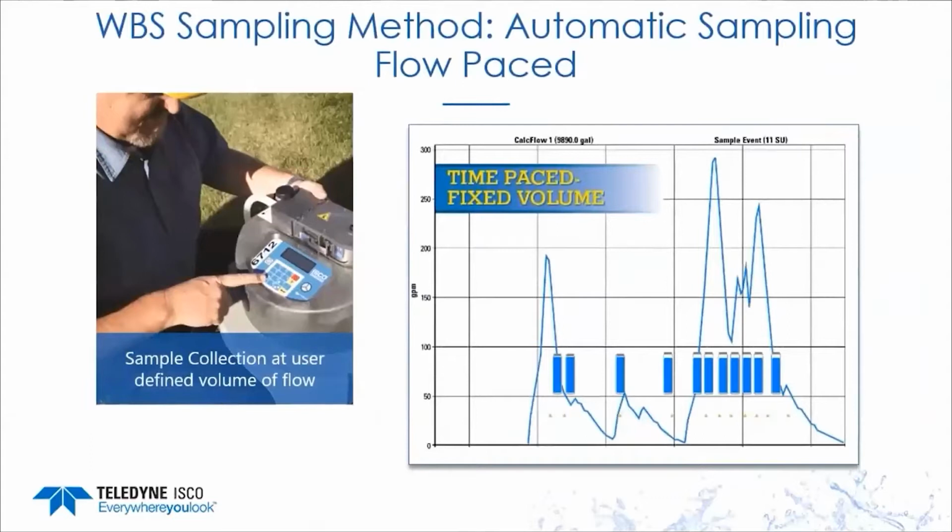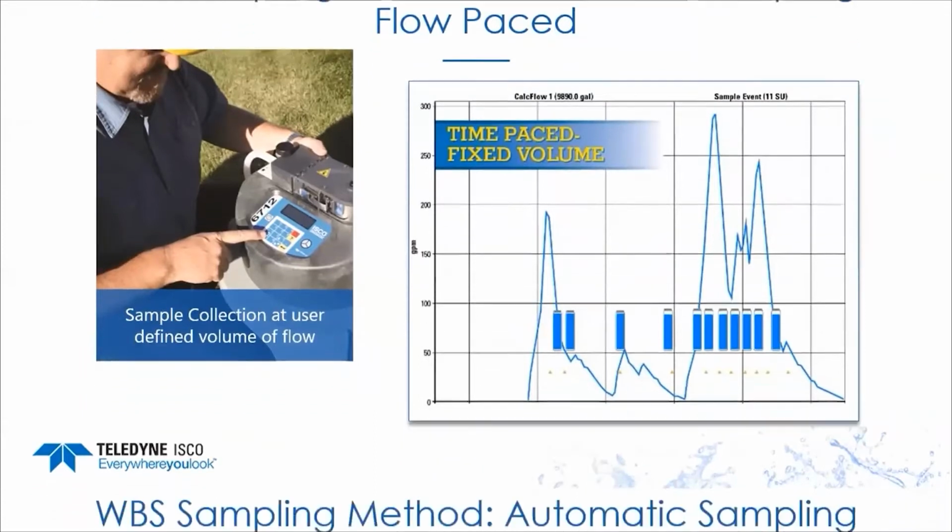The second automatic sampling method is a flow-paced fixed volume method. With this method, a fixed sample volume is collected whenever a user-defined volume of flow is measured. This provides a weighted sample based on flow. The more flow, the more samples are collected. This method provides a more representative sample than the fixed time method, collecting more frequent samples when the flow is at its highest.